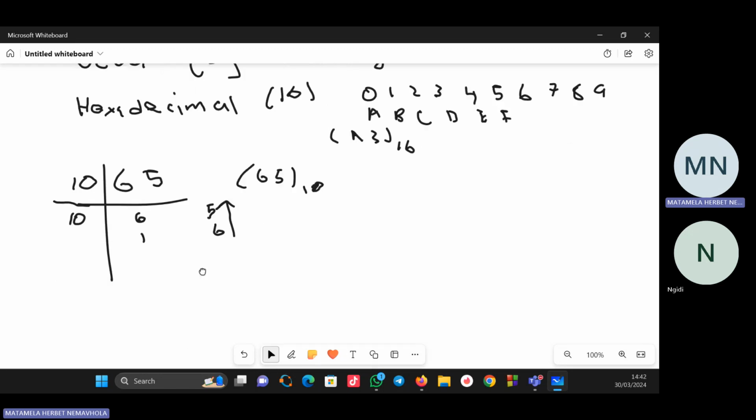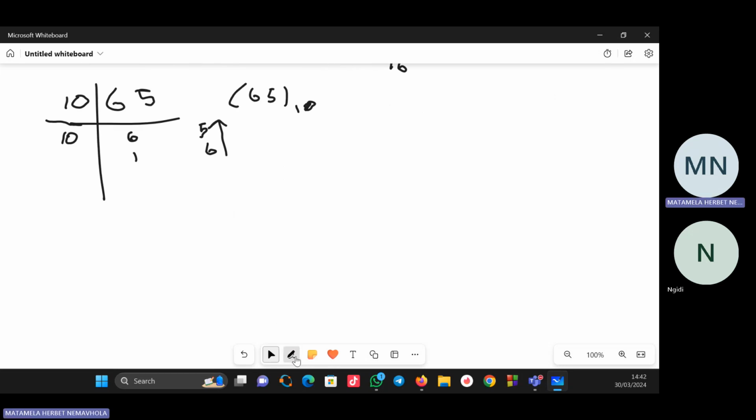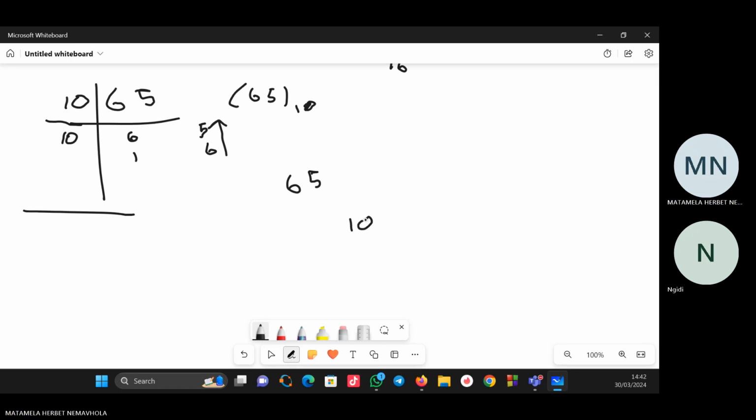Let me show you another proper way, but this is the most simple one. Sometimes when you do it, you have 65. Let me rewrite this properly. I'll use a red pen now. We're going to put 6 and 5 like this. Then we start at 10 to the power 0, then we go to 10 to the power 1.